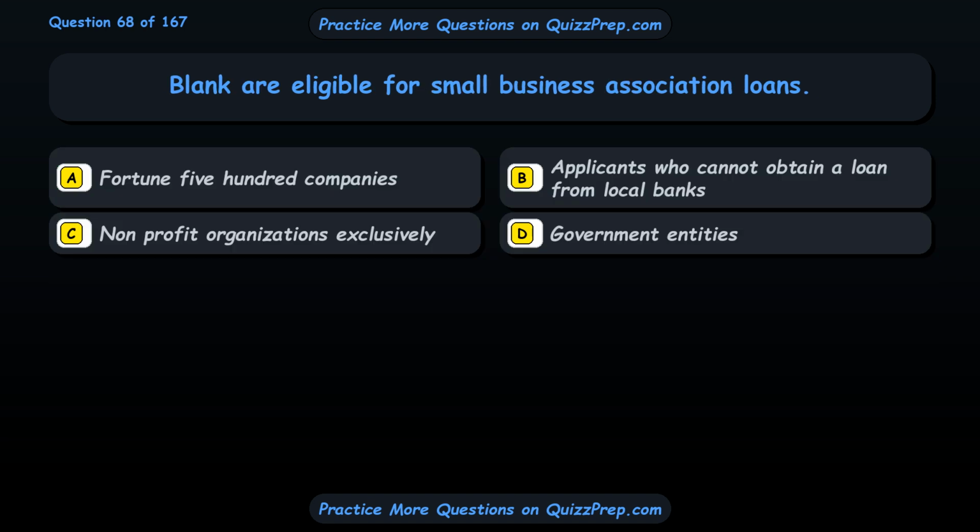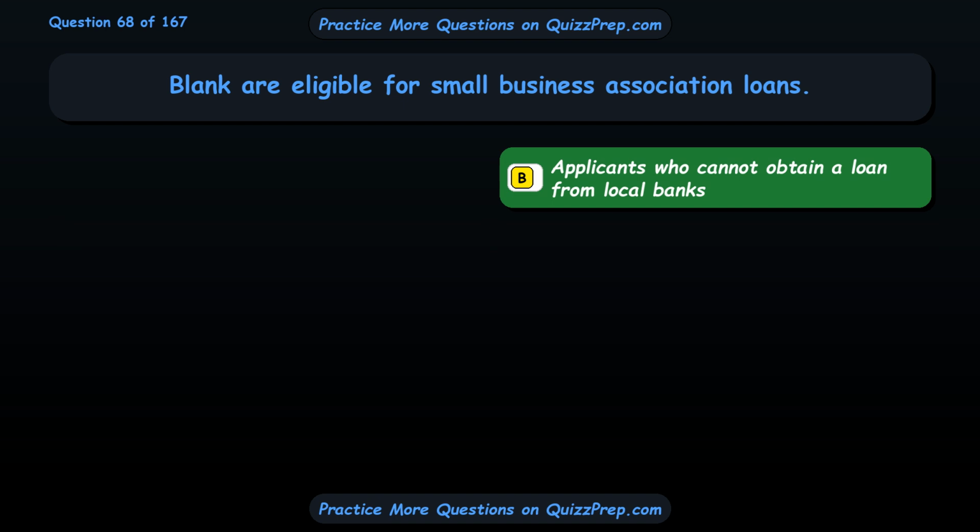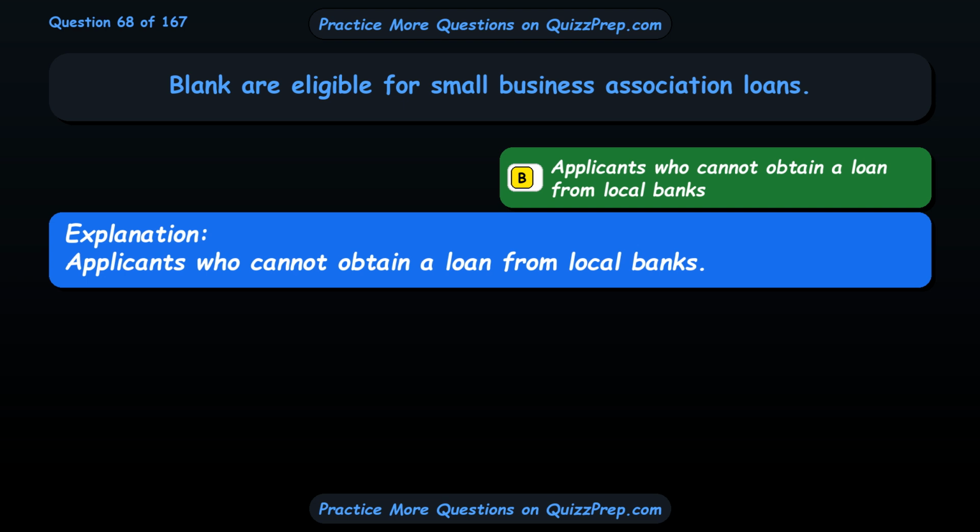Question 68. Blank are eligible for Small Business Association loans. Option A, Fortune 500 companies. Option B, applicants who cannot obtain a loan from local banks. Option C, non-profit organizations exclusively. Option D, government entities. The correct answer is option B, applicants who cannot obtain a loan from local banks.